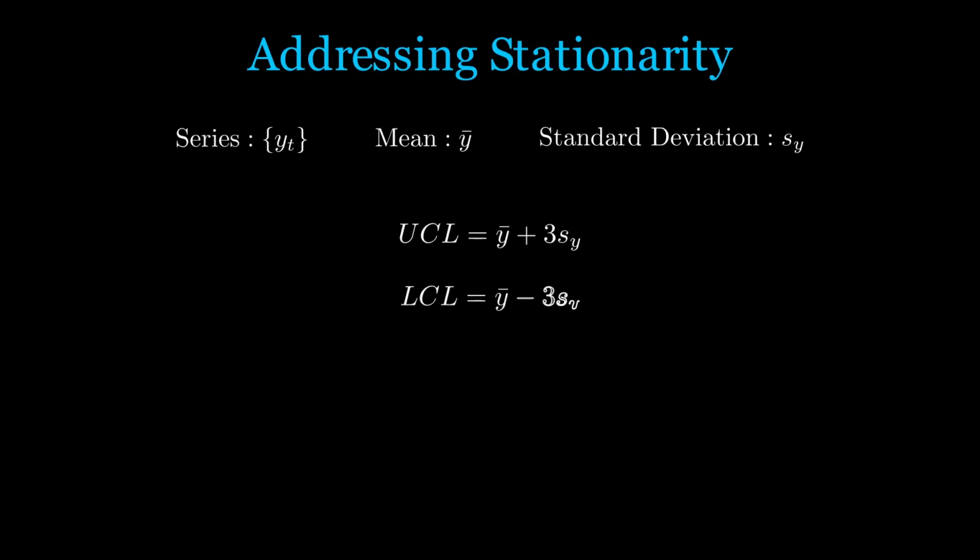Now that we know what stationarity is, how do we address it? To do this, we use control charts. These are visual checks for a time series, y of t. We can denote the mean as y bar and the standard deviation as s of y. To use a control chart, we first need to set up boundaries, an upper control limit, or UCL, and a lower control limit, LCL. The source material uses 3 standard deviations as an example, so we'll go with that. This range can vary depending on our data and desired level of confidence.